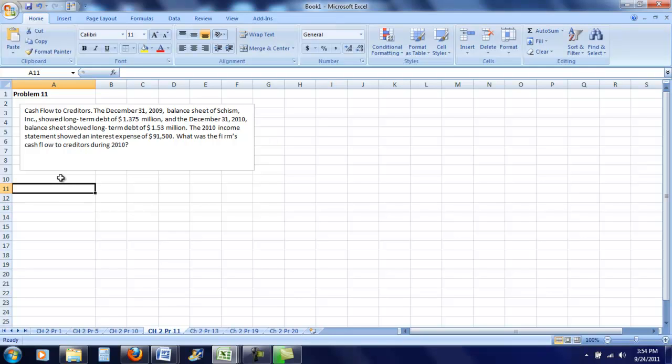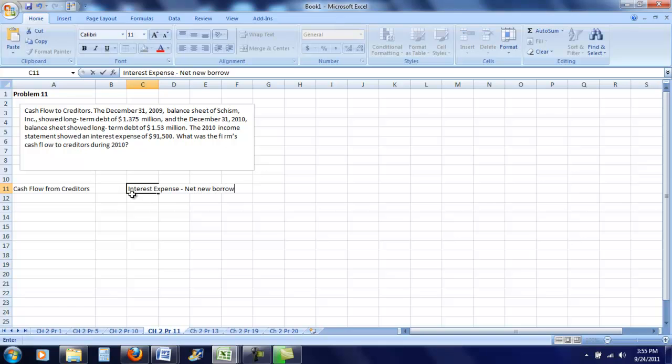All right, cash flow to creditors. So, what is our calculation for cash flow to creditors? Our formula is interest expense minus net new borrowing. Okay, so interest expense. Their interest expense was $91,500.